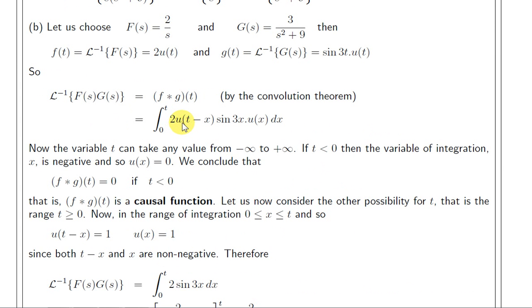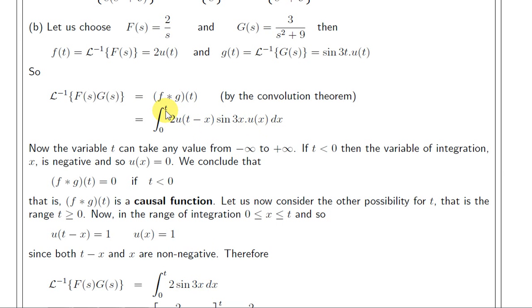Now I explained in a previous video that if t is positive, then u of t minus x equals 1 for values of x between 0 and t. U of t minus x is equal to 1 for values of x less than t. So it'll be 1 in this interval here, 0 to t. U of x equals 1 in this interval 0 to t also, because u of x equals 1 for x greater than 0. So both u's are 1 here for positive t. So we'll just end up integrating 2 times sine of 3x. We can just drop out the u's.